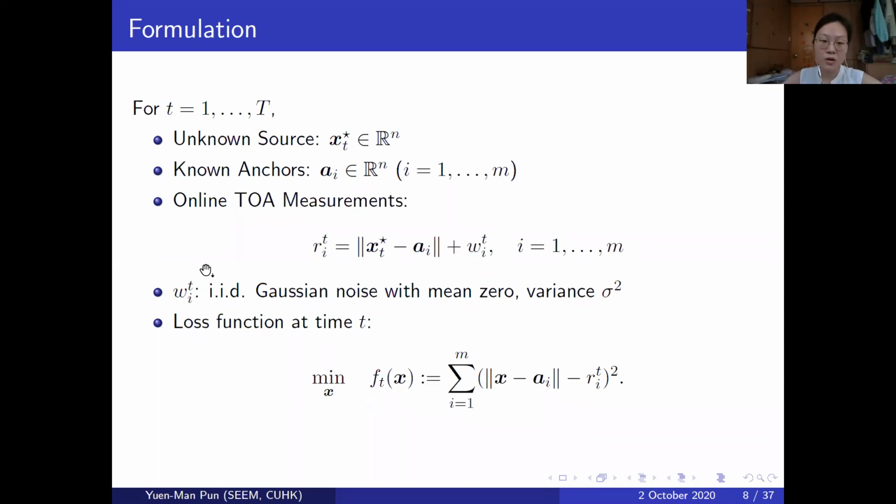For the loss function, we define it as the summation of the squared difference between the distance ||x minus a_i|| and r_i,t, the TOA measurements. The reason we set this as the loss function is that in static localization, this is actually the maximum likelihood function. So we often use this format of function to estimate the location of some target.